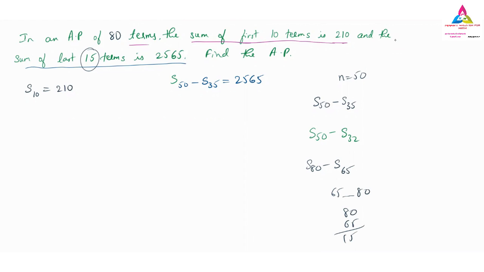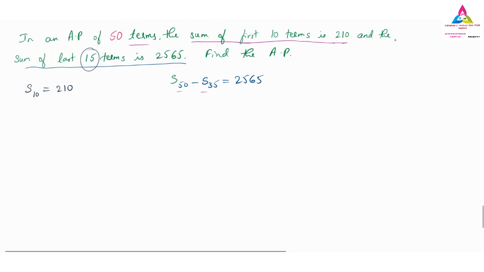The sum of the last 15 terms is, okay. So how many terms are there? Just to understand better, it is 50 terms here. So last 15, S50 minus S35. That value is 2565. I hope you understood this. Anyone have a doubt? No, sir. Okay. Let us continue.